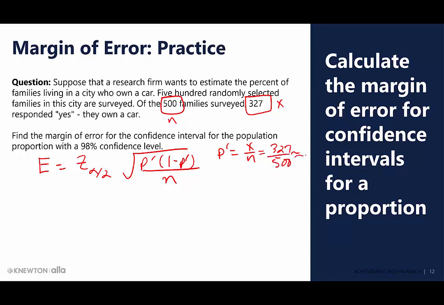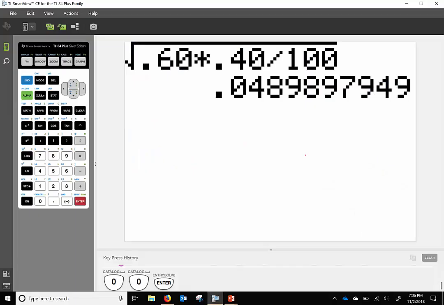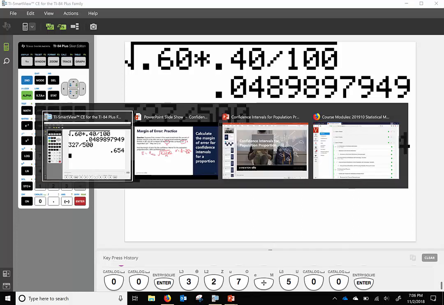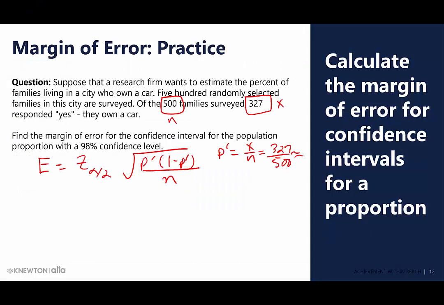Which is approximately, let's go 3 decimal places, 327 divided by 500. They gave us 0.654. That is our p prime.